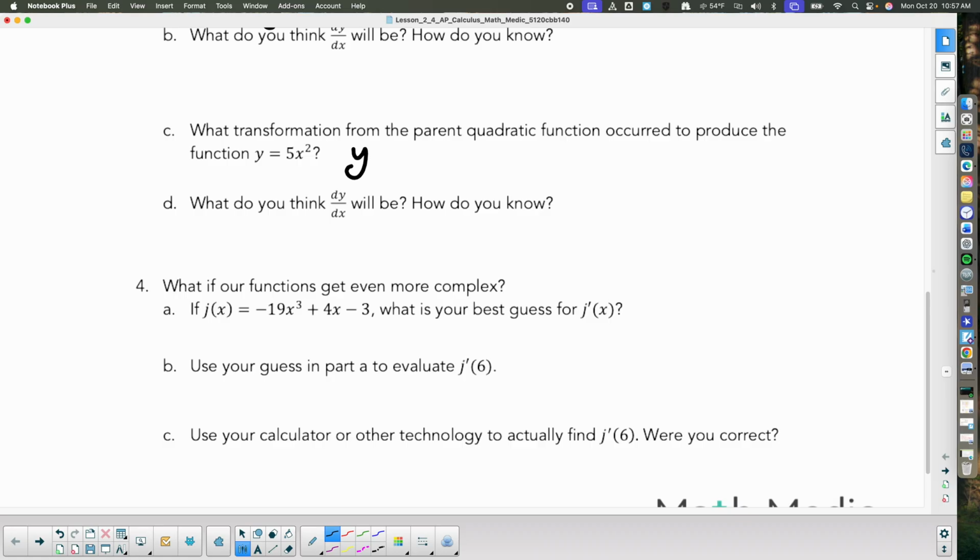So y prime would be, so it would be 10x. You're correct. I don't want the final answer yet, though. I could see you doing it in your head. The 5 from the x squared will be in the derivative. The derivative of x squared is 2x. So 10x.